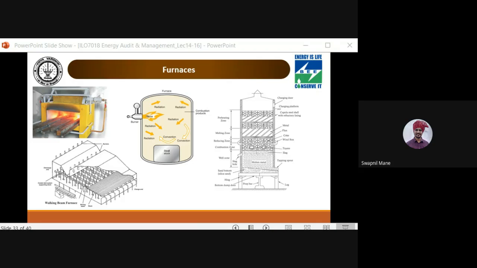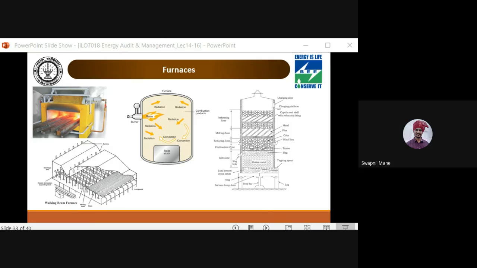Then there are oil fired furnaces, mostly using light diesel oil, LDO we say, where the presence of sulfur is undesirable. Furnaces operate with very low efficiency, as low as 7%, or up to 90%. So there are furnaces available with an efficiency of 7%, and also up to 90%.